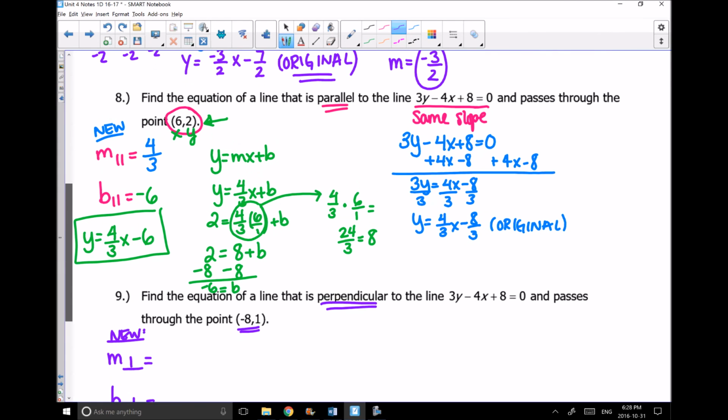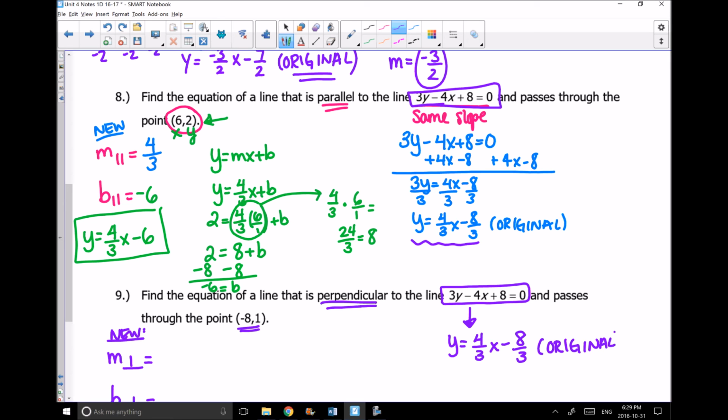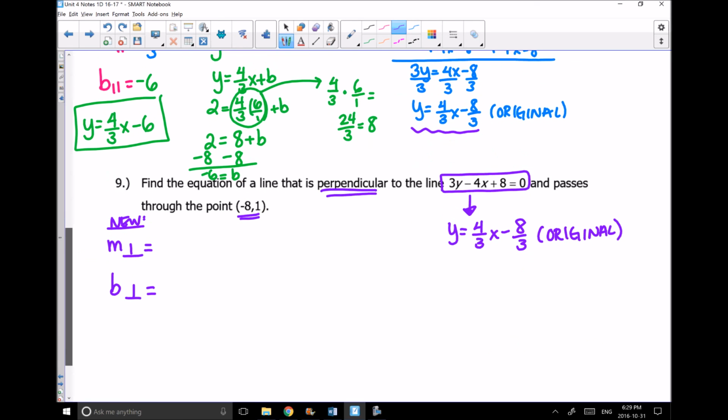If you notice, this equation right here is exactly the same as the equation that we're looking at here. I've already simplified it; I've already gotten the y alone. I know that this is equivalent to y equals 4/3 x minus 8/3. I'm not going to go through and re-isolate the y because I'll get the exact same answer. Remember again, this is the original line, and it has a slope of 4/3. This is the original slope.